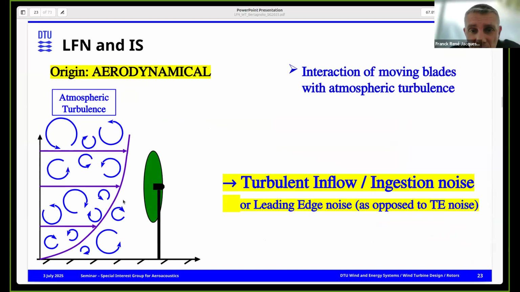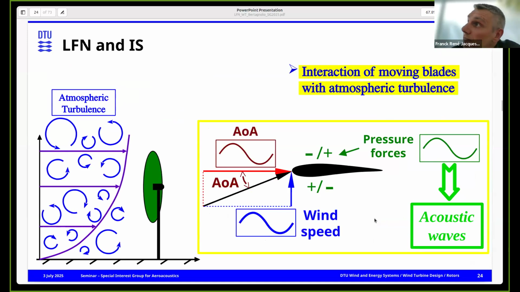So what do we speak about when we speak about turbulent inflow noise or ingestion noise, or sometimes leading edge noise as opposed to trailing edge noise? It is actually the interaction of the rotating blades when they pass through the atmospheric turbulence. And here, the mechanism is quite well understood.